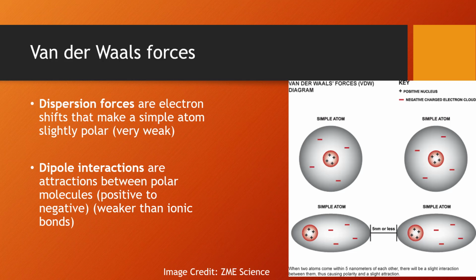Let's look at the different forces, different attractions between molecules. The weakest ones are called van der Waals forces. And there are two different types of van der Waals forces. The first is dipole interactions. Dipole interactions are attractions between polar molecules. Now, we've already looked at that.